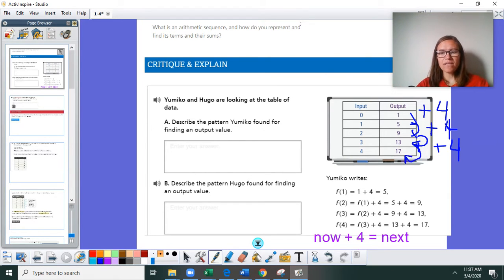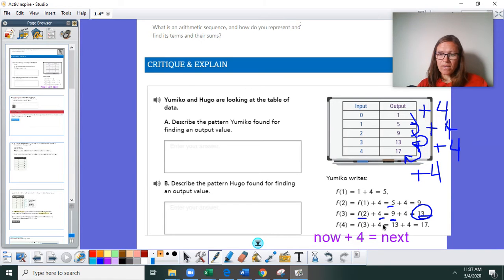So we can see that the first difference here is very consistent, and so we've got Yumiko and Hugo, and they're arguing. Yumiko writes 1 plus 4 equals 5. Then f of 1 plus 4, that would be 5 plus 4 equals 9. And then you've got the previous value plus 4, so that previous value was 9, plus 4 equals 13. And so what you're seeing is a now plus 4 equals next.